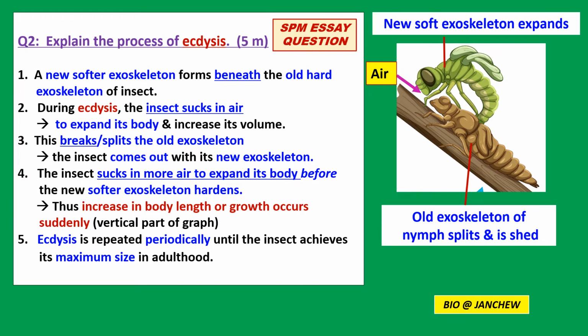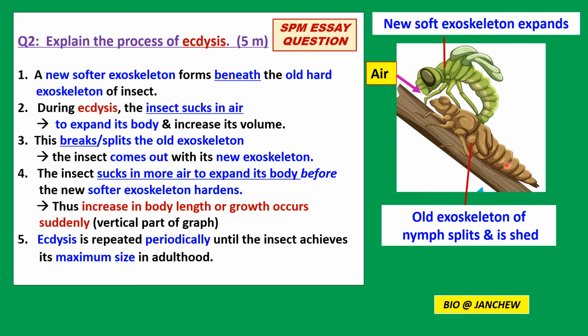Question here: explain the process of ecdysis, 5 marks. This can be an SPM essay question, right? So first of all, a new softer exoskeleton forms beneath the old hard exoskeleton of the insect. Let's say this is the old exoskeleton and the insect is still inside it. Actually there is a new exoskeleton already forming underneath this old one, right?